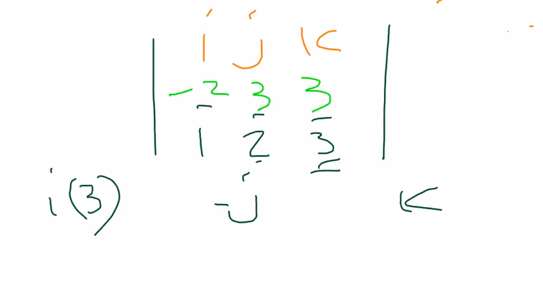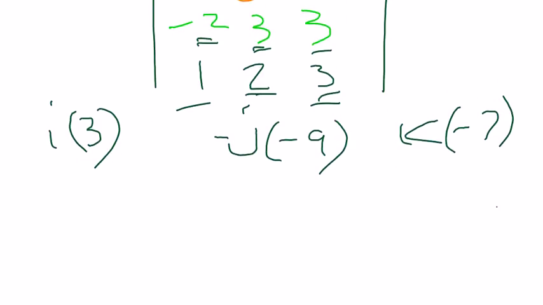All right, so i, negative j, k. 3 times 3 is 9, minus 6, 3. Negative 2 times 3 is negative 6, minus 3 more is negative 9. And negative 2 times 2 is negative 4, minus 3 is negative 7. So my a is 3, my b is 9, my c is negative 7.